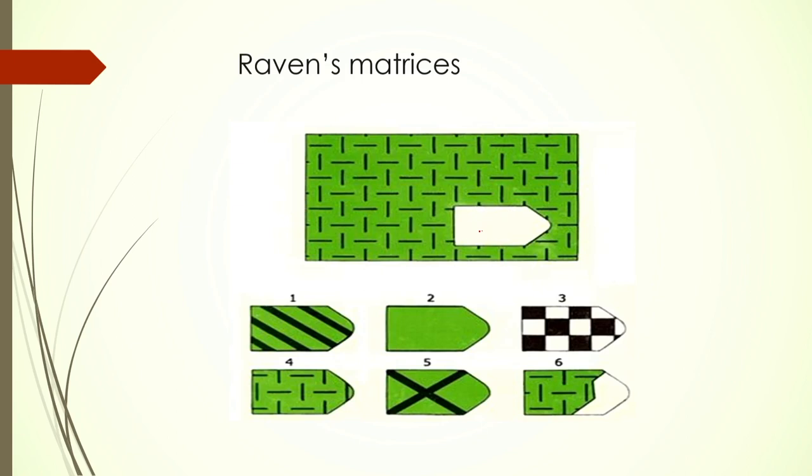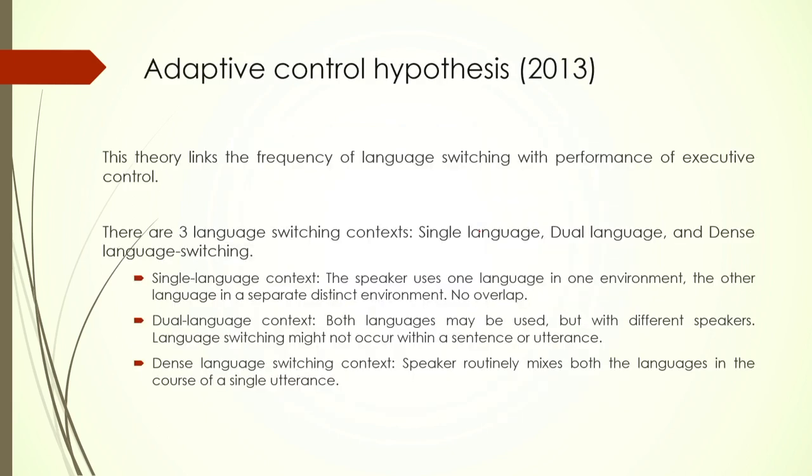So this is a very common intelligence task, but used for children. And a very important theory that has come up in recent times, taking into account this bilingual experience, is that of the adaptive control hypothesis that came out in 2013. This theory links the frequency of language switching with performance on executive control.